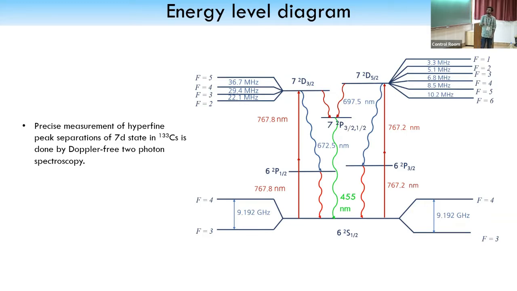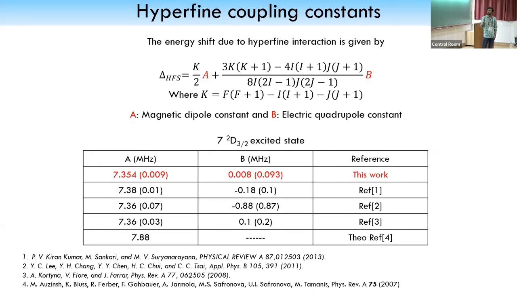Before going to the experimental details, just to compare the hyperfine coupling constants, which are A and B, these are related to the magnetic dipole moment and electric quadrupole moment of the nucleus. So these are the values that we have measured, and these are all the earlier measurements. The last one is the theoretically calculated values. You can see the statistical uncertainty in our case is much smaller as compared to all the other earlier measurements.